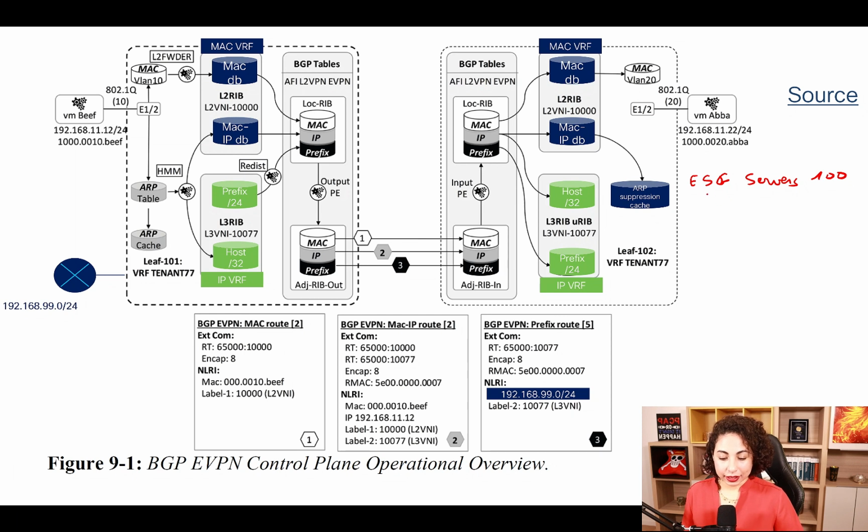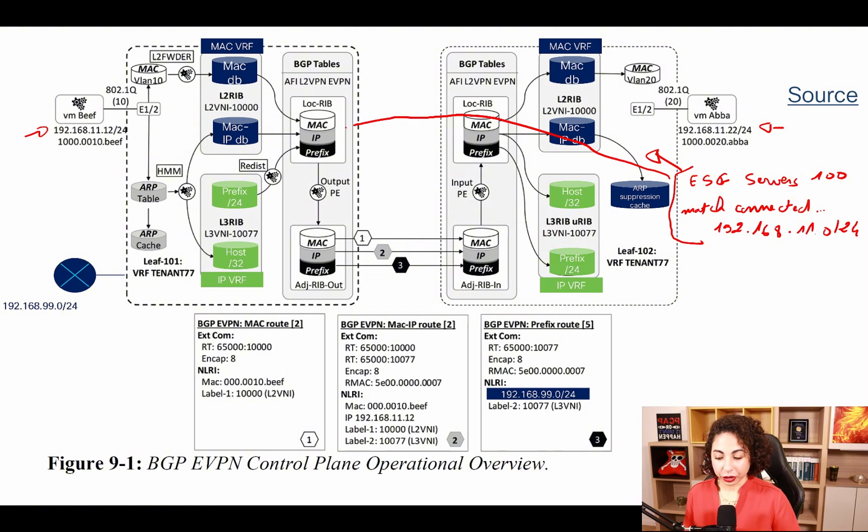Okay, and in this ESG, what we are doing is we are configuring that we are matching connected endpoints. It's actually like this inside the configuration. So connected endpoints, and let's say that the connected endpoints are in 192.168.11.0/24, meaning the subnet that is attached to the SVI corresponding to our L2VNI. Okay. So let's say that we have exactly the same configuration on both our leaves.